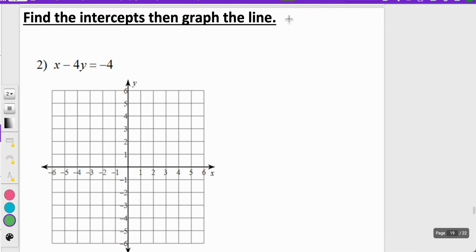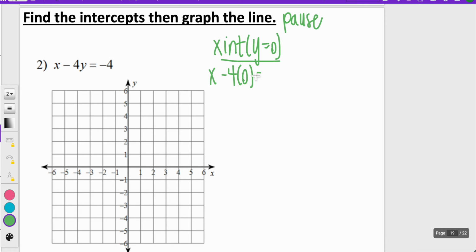If you feel confident enough, you can pause the video now. Otherwise, we can try this one on our own, and then 3 and 4 can be done on your own. Here we go. X-intercept first, where we have y equals 0. So x minus 4 times 0 equals negative 4. Negative 4 times 0 is 0, so that just cancels out. So all I'm left with is x is equal to negative 4. So that's negative 4, comma 0. I'm going to go and plot that point here.